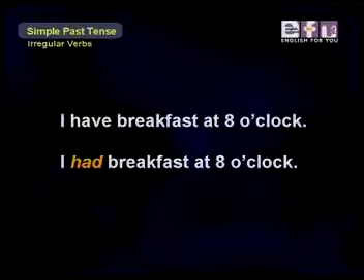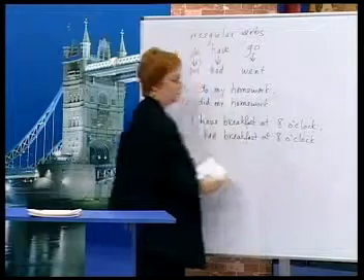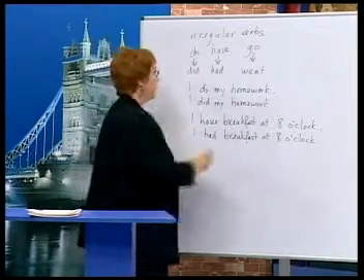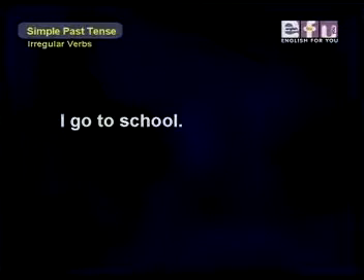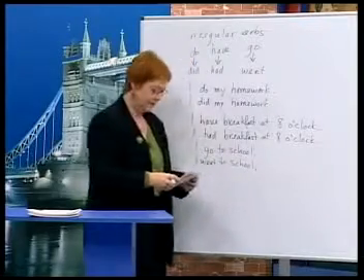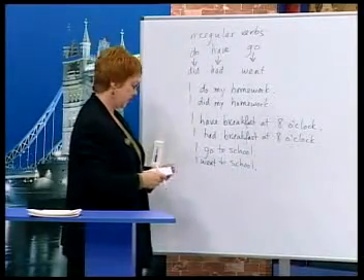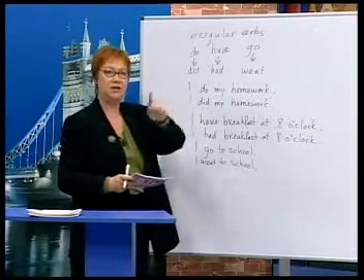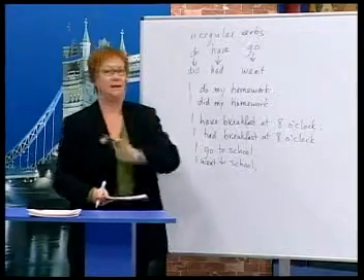I had breakfast at 8 o'clock today. And then one more example for go. I go to school. I went to school. Okay? All right, so there's 3 examples for you. And remember, it's the same for everybody. I, you, he, she, it, we, you, and they.